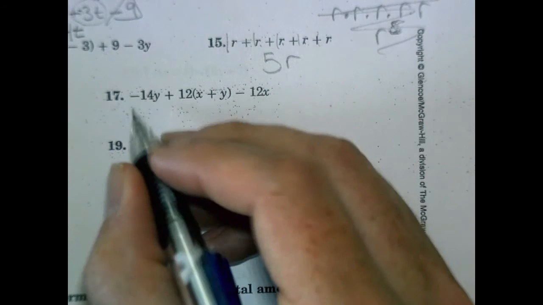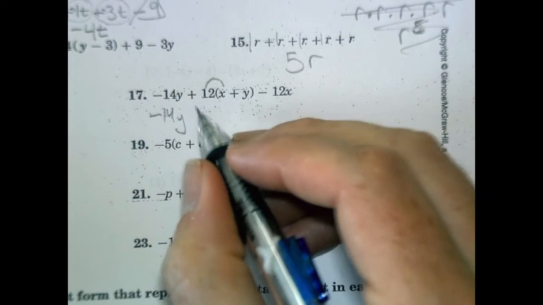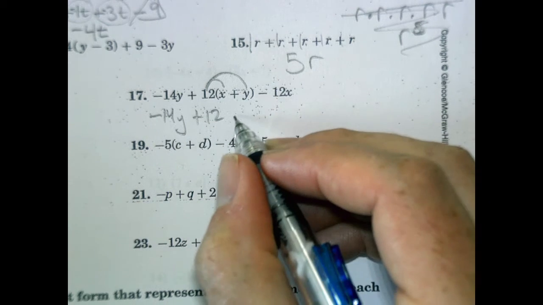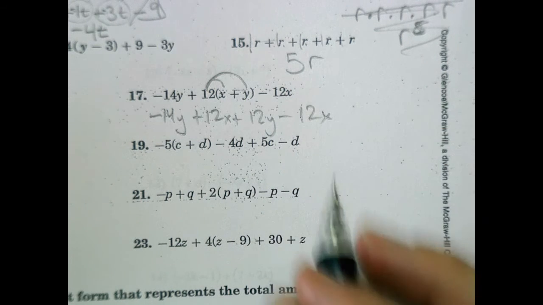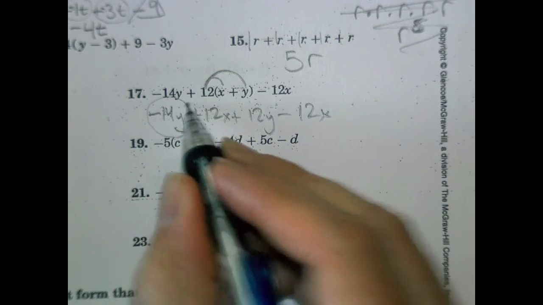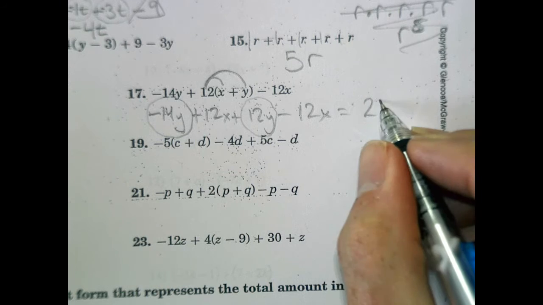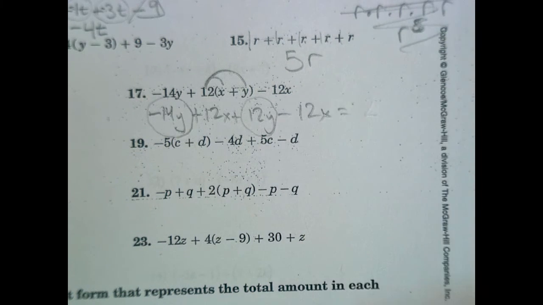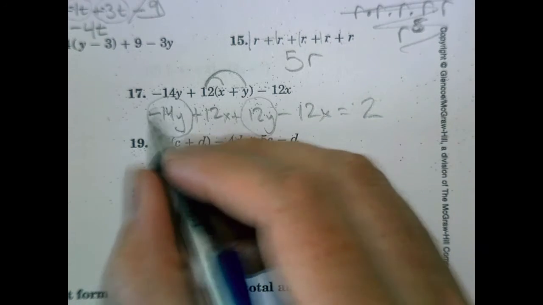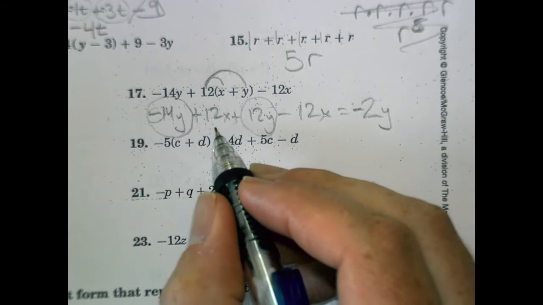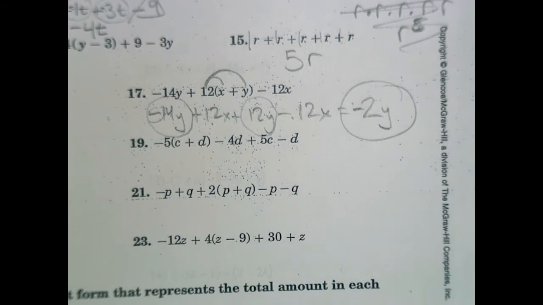17. All right, rewrite this. We have, first of all, negative 14y. Easy there. Distribute. Plus 12x, distribute plus 12y, and then minus 12x. Now I'm going to group my like terms, negative 14y and 12y. Oops, that's negative 14, sorry. So signs are different, find the difference. 14 minus 12 is 2, greatest absolute value is negative, so keep negative 2y. And then I have 12x minus 12x, so just 0. So we keep it there, negative 2y.